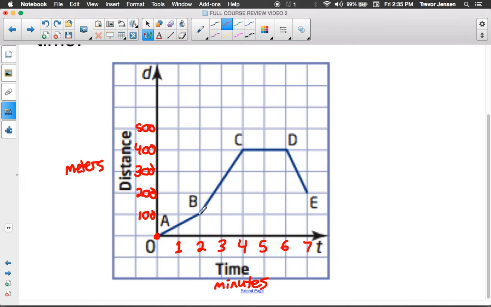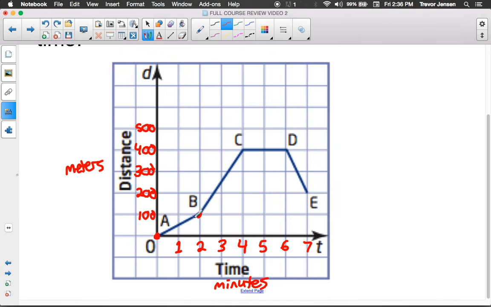But then 2 minutes later, we'll notice they are 100 meters from their house. So this rising line up to the right tells us the person is moving away from their house. If they were 0 meters away and now they're 100 meters away, they must be moving away from their house. So any line moving up to the right is movement away from the center, or in this case, away from the person's house. And since it's a straight line with no curves, we say they're moving away at a constant rate.